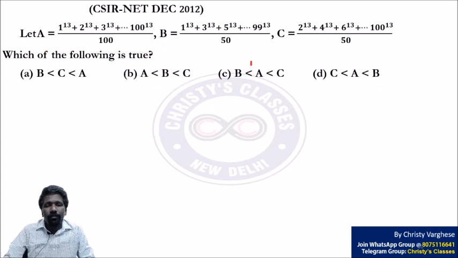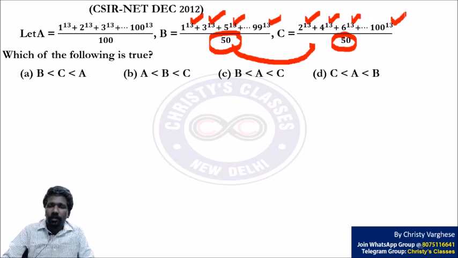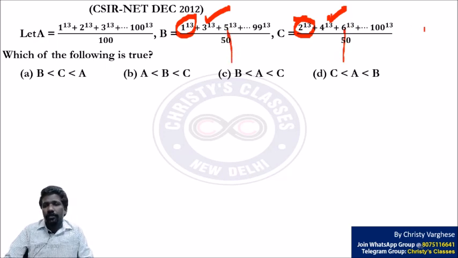There are different ways of doing this. I will tell the shortest way possible. First of all, compare B and C. Denominators are same. In the numerators, the power of each term is the same: 13, 13, 13, 13, 13. So 1 raised to 13, 2 raised to 13. You can compare pair by pair. 2 raised to 13 is bigger than 1 raised to 13, and 4 raised to 13 is greater than 3 raised to 13. 6 raised to 13 is greater than 5 raised to 13, up to 100 raised to 13 is greater than 99 raised to 13.